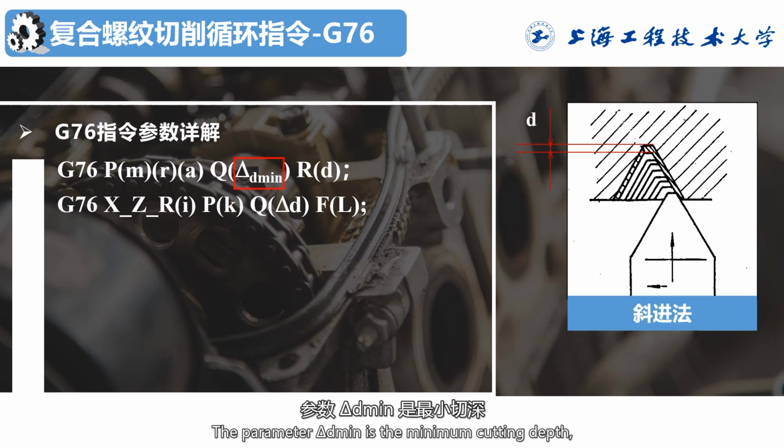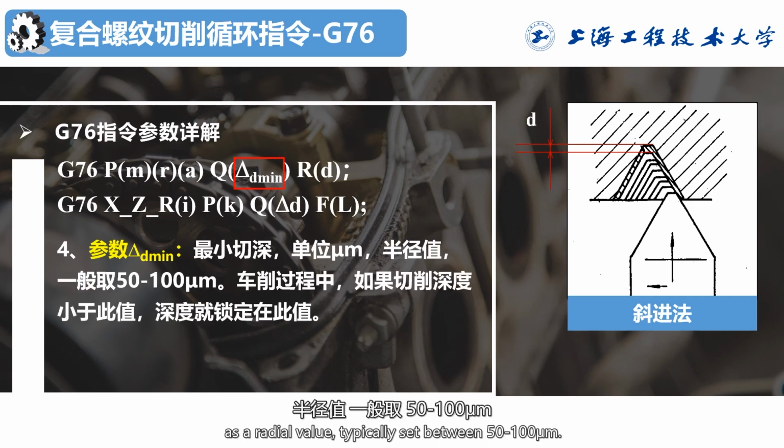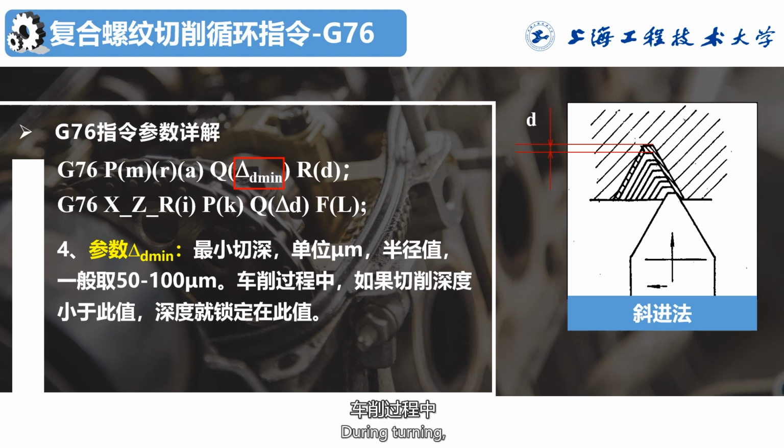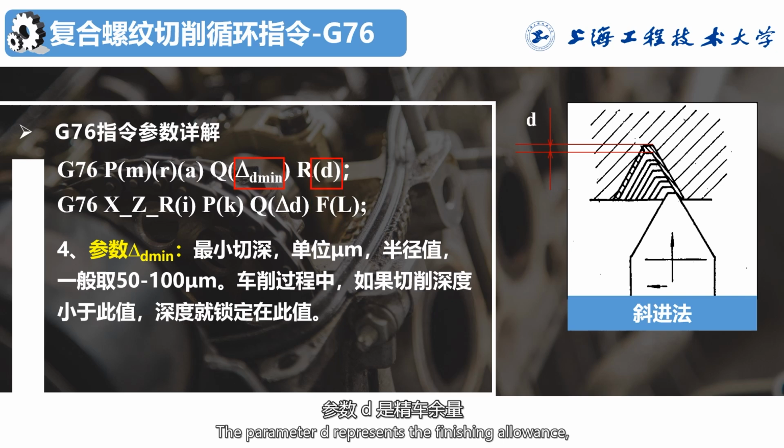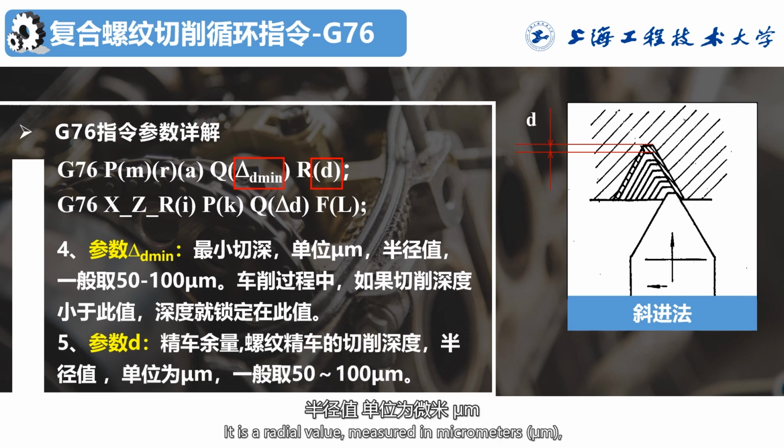The parameter dmin is the minimum cutting depth, measured in micrometers, as a radial value, typically set between 50 to 100 micrometers. During turning, if the cutting depth is less than this value, the depth will be locked at this value. The parameter d represents the finishing allowance, which is the cutting depth for the finishing parts of the thread. It is a radial value, measured in micrometers, and is typically set between 50 to 100 micrometers.